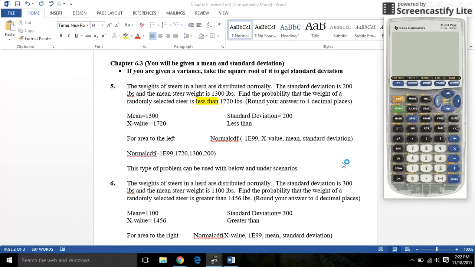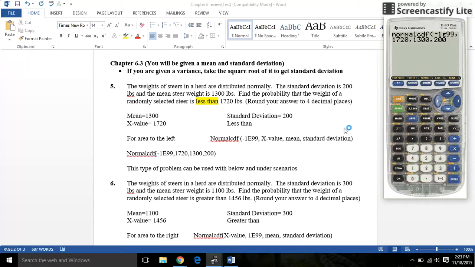Based on what I learned in 6.2, for an area to the left, I've got to use negative infinity and then the x value. The only other thing I have to do is include my mean and standard deviation. So I'm going to go second, vars, down to number 2, normalcdf. The first thing I put in is negative infinity, comma, then my value of 1,720, comma, then my mean, 1,300, comma, 200 for my standard deviation. So it goes negative infinity, x value, mean, and standard deviation.